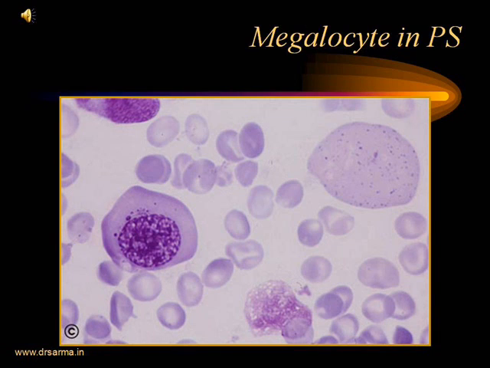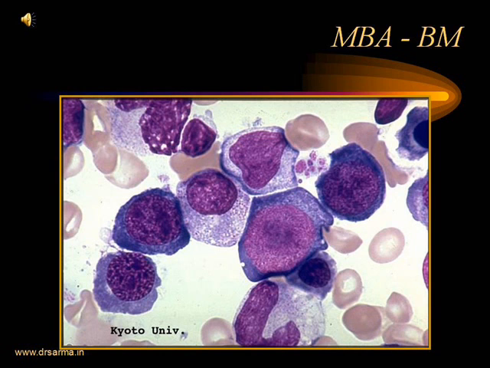In megaloblastic anemia, sometimes the megalocytes, the big premature forefathers of the red cells, appear in the peripheral smear, and this is a big megalocyte seen in this smear of a patient of megaloblastic anemia. This is another picture of bone marrow in a case of megaloblastic anemia. Look at the RBC precursors. They are very gigantic in size and they are called megaloblasts. The cytoplasm is blue with coarse dots. The nuclei are very big and the nuclear cytoplasmic ratio is increased.